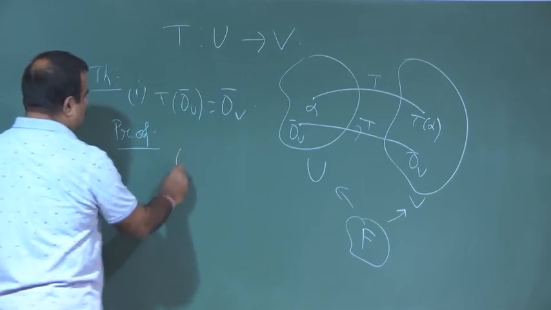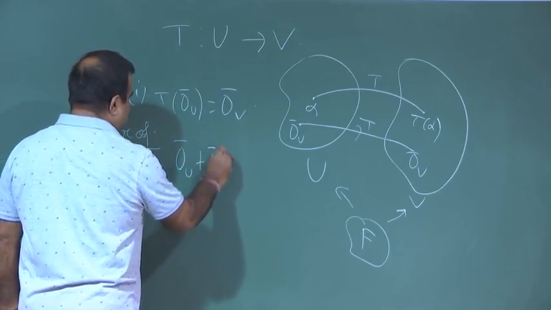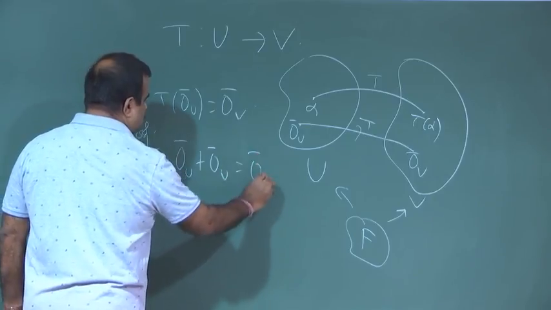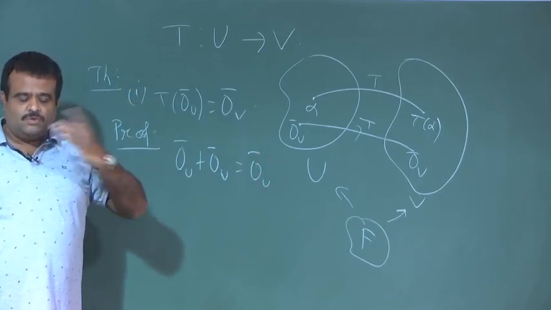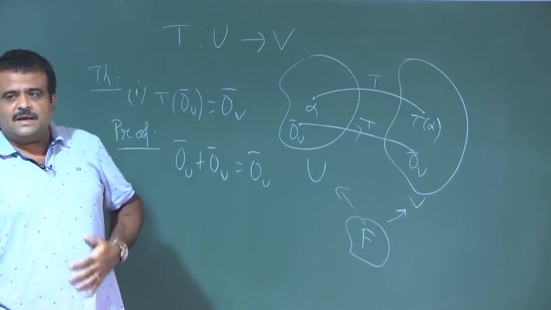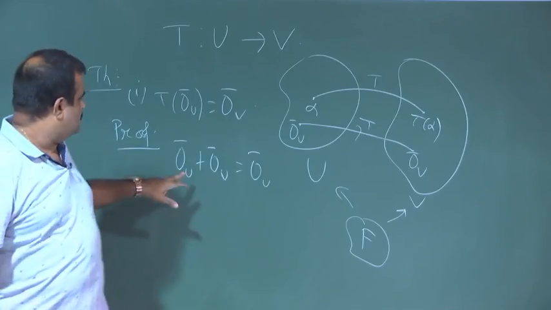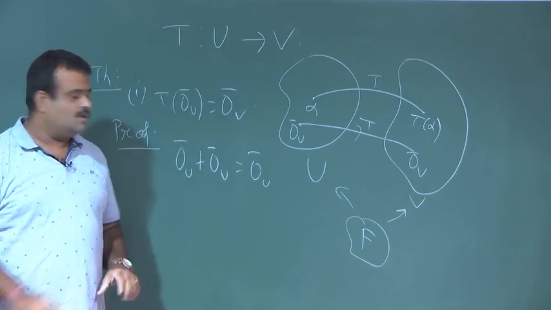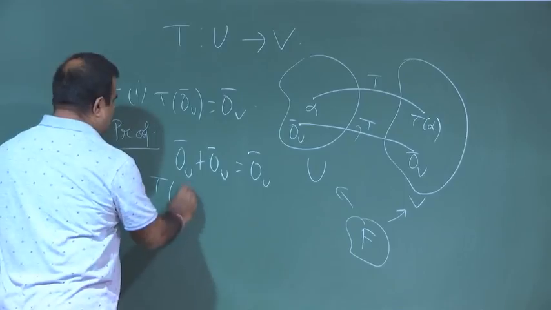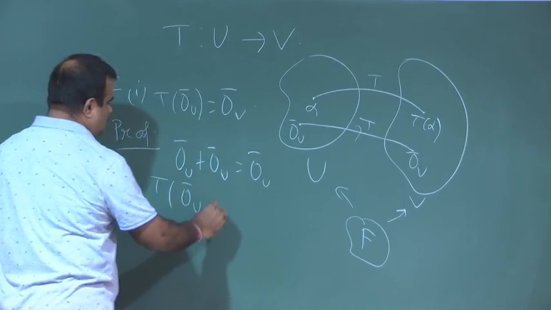we take 0 plus 0, which is 0, because this is the identity element. We know a vector space is an abelian group under plus, so this is the identity element. So, 0 plus 0 we can write as 0. Now, we take the linear transformation on this.